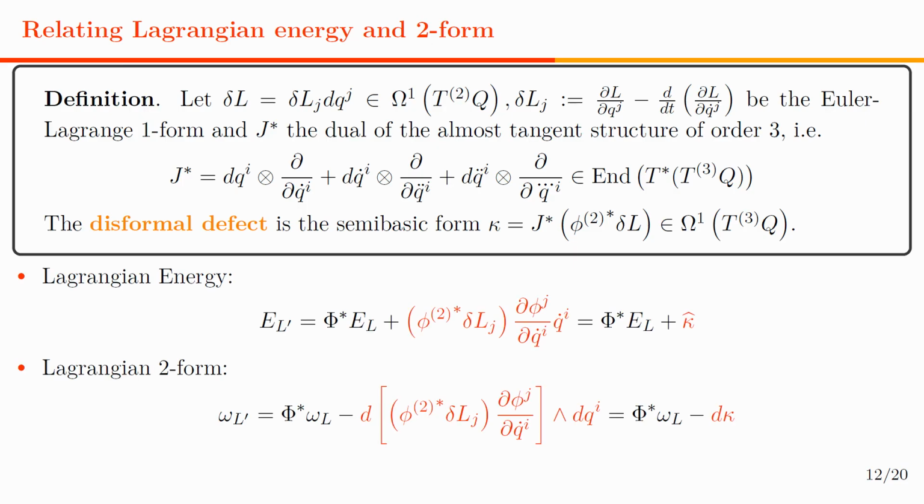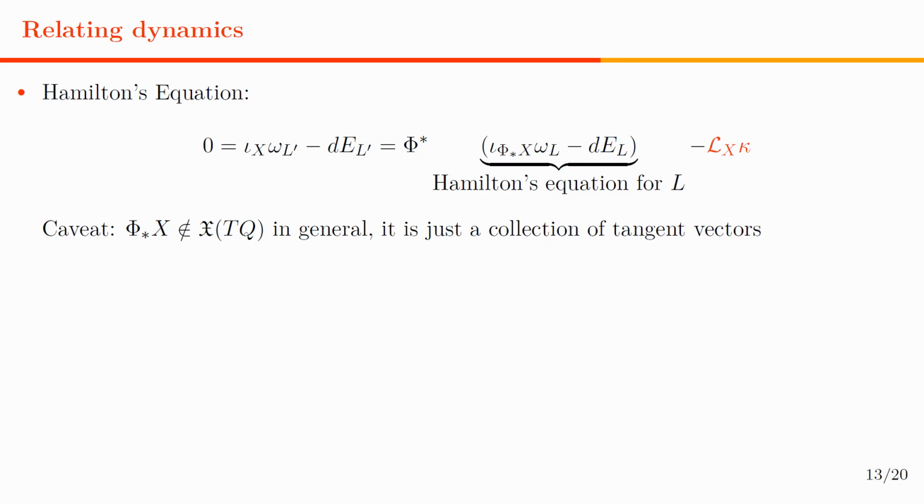Now, in full generality, the Lagrangian, energy and two-form of the transformed system can be expressed as the pullback of the original ones along our comparing map phi, plus extra terms, of which you can see the coordinate expression on the left and the intrinsic expression on the right. Those depend on the disformal defect. In this case, those are the map that takes a semi-basic form and assigns to it the corresponding function, and in this case we have the differential. Similarly, we can try to relate the dynamics of the two systems. So we express the Hamilton equation of the transformed Lagrangian as the pullback of the Hamilton equation of the first Lagrangian plus an extra term, which is the Lie derivative of the disformal defect.